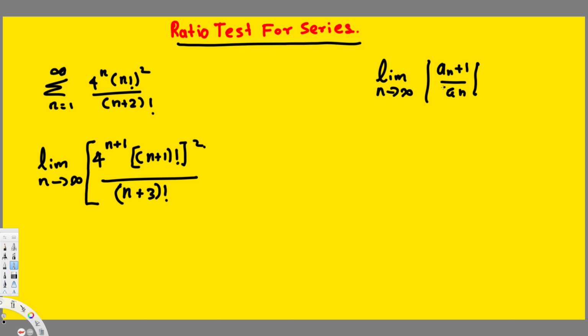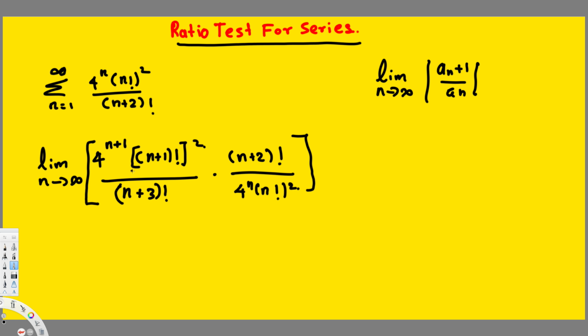Now we have to divide this one by the original function, this function right here. But dividing this one by this function is the same as multiplying this one by its reciprocal. So this is the same as multiplying this one by (n+2) factorial over 4^n (n factorial) squared, because when you divide it will flip around and come to the top, right? So that's how we derive this one. And let's see what we can cancel from this.